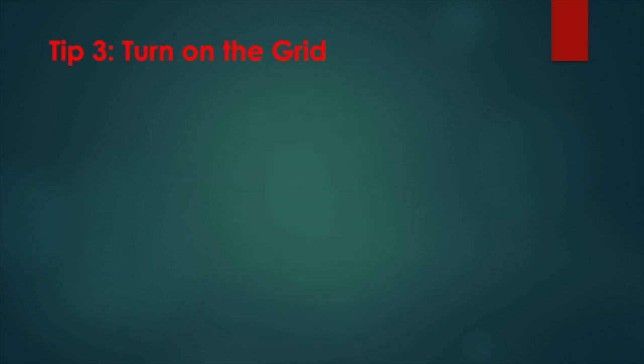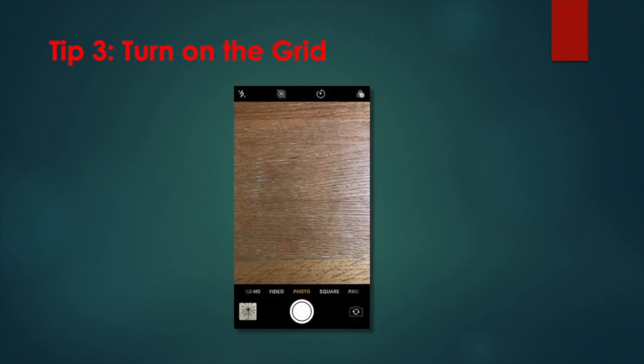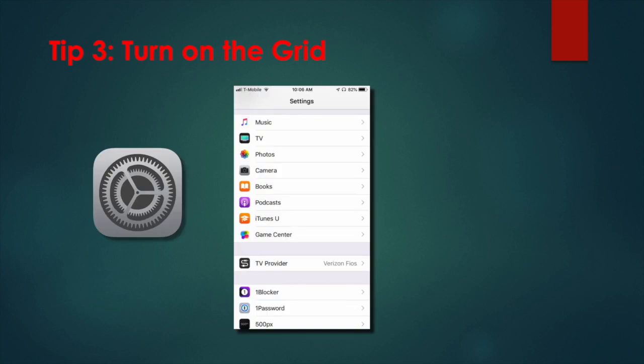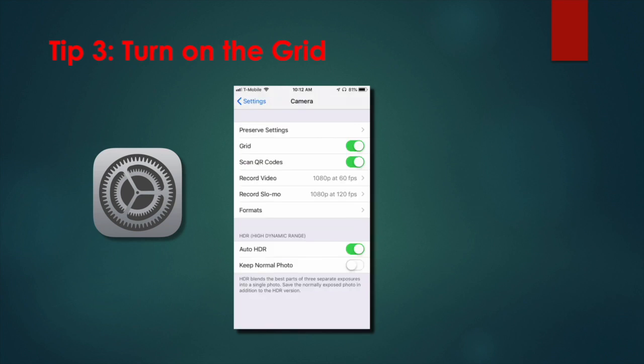Tip 3. Turn on the grid. To help you line up your photos, you can use the built-in grid. Here's what the default camera screen looks like, and here it is with the grid. The grid lines are a bit hard to see, so let me highlight where they are. You can turn the grid option on by going to Settings and then Camera and enabling the grid switch. I recommend leaving the grid on.